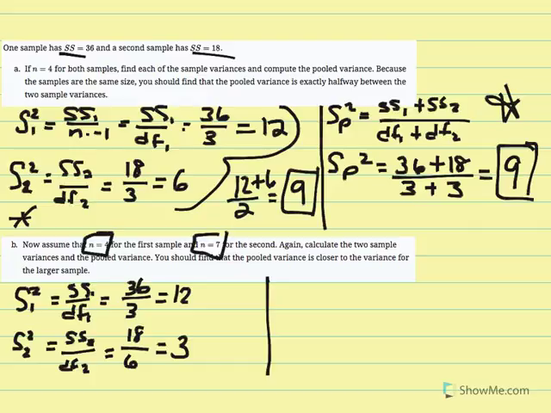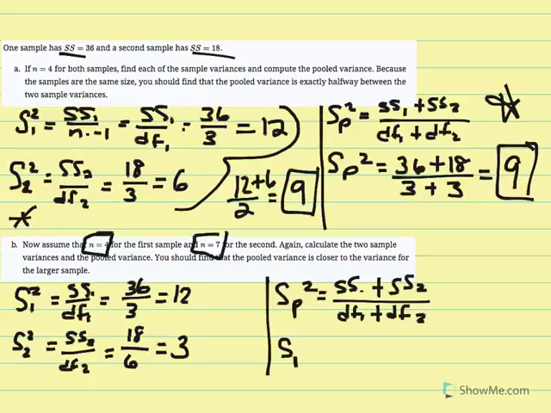Next, we're asked to calculate the pooled variance given the difference in sample sizes. So pooled variance is equal to SS1 plus SS2 over degrees of freedom 1 plus degrees of freedom 2. We replace our variables: we have 36 plus 18 over 3 plus 6. So notice the denominator is different. In our calculators, the numerator will be 54, so 36 plus 18 is 54, now divided by 9. We get 6. So the pooled variance is now equal to 6 because our sample sizes were different.